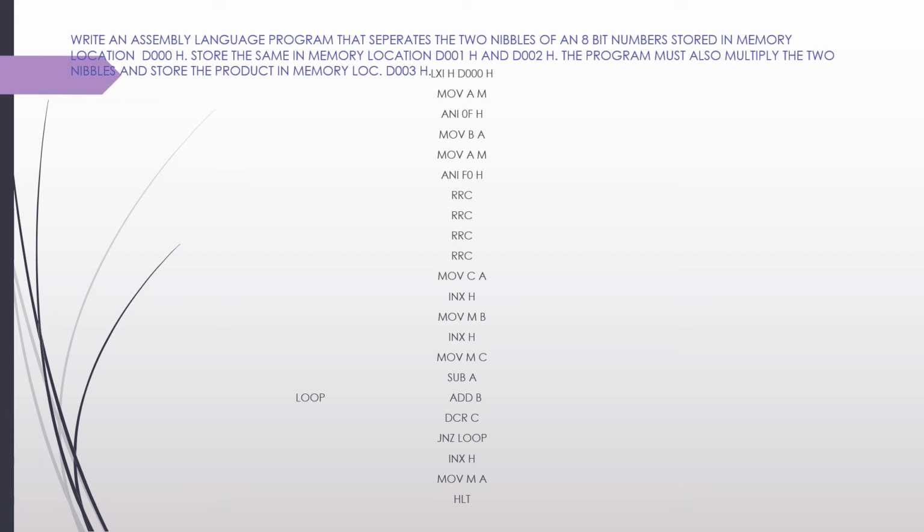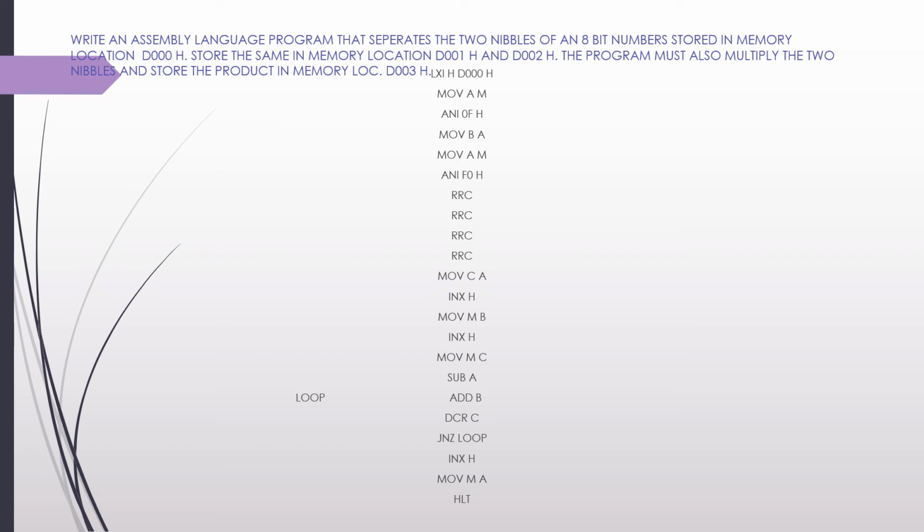now you get 40 as the data. RRC, RRC, RRC, RRC means 40 is rotated 4 times, and you get the data as 04. So you have separated them and you have the results as 05 and 04. Now whatever that data is, you are shifting it to C register, incrementing the HL pair. Whatever is there in B register, you are shifting to the next memory location, and whatever is there in C register, that also you are moving to the next location.